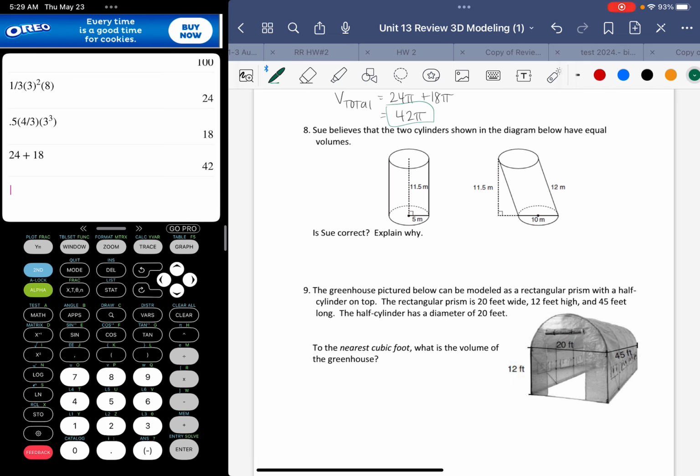All right, question number 8. Sue believes that the two cylinders shown in the diagram below have equal volumes. Is Sue correct? Explain why. Well, we have something called Cavalieri's principle, and that lets us know that as long as your figure has equal bases, like the area of the bases are the same and the heights are the same, then you would have the same volume. Because if you notice, both of these are cylinders, right? So the volume, it's still big B times H, if you want to think area of the base times the height. It's just that the area of the base is pi r squared.